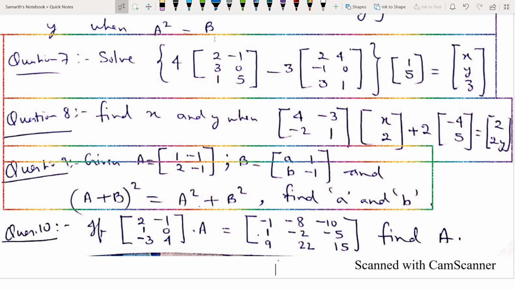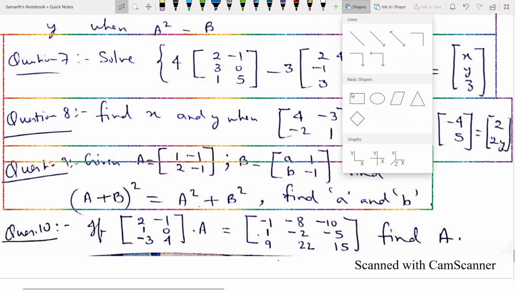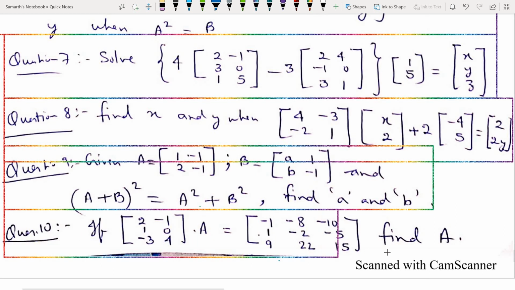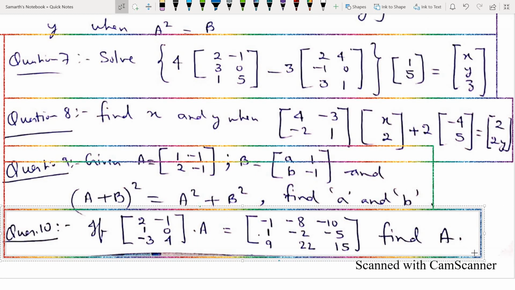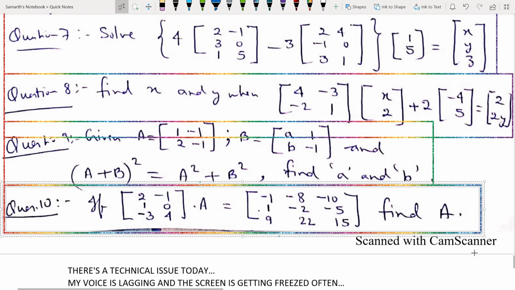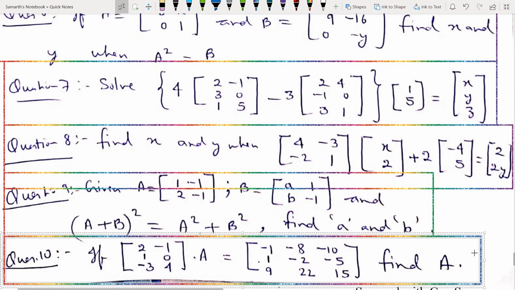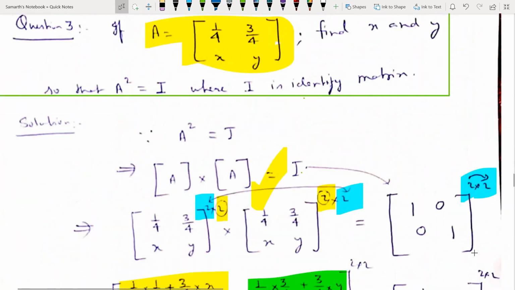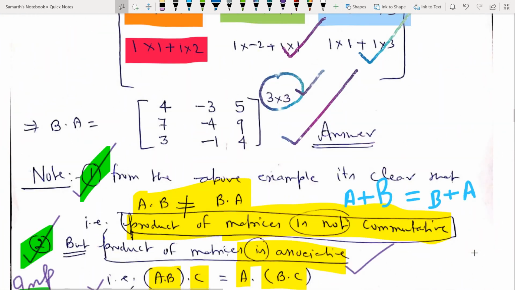Then question number 10 is, this is the last question. If one matrix is given as 2, minus 1, 1, 0, minus 3, 4 multiplied by matrix A, and it gives the result on the right hand side as the matrix containing the elements minus 1, minus 8, minus 10, 1, minus 2, minus 5, 9, 22, 15. Find the matrix A. These are 10 simple sums which you will try, and I hope that you will be able to do them.